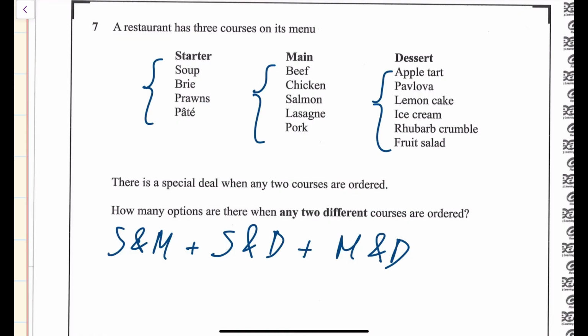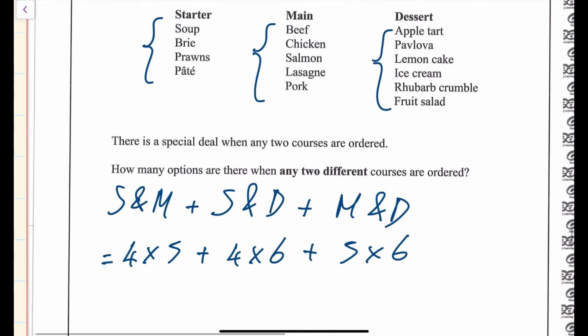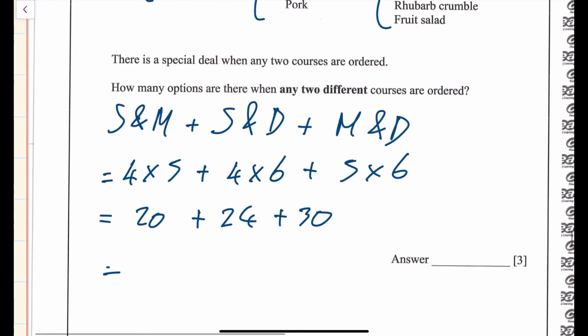So for starter and main, that is 4 starters and 5 mains. For starter and dessert, that's 4 and 6. For main and dessert, that's 5 and 6. So if we just work that out, that's going to be 20 plus 24 plus 30. 20 plus 30 is 50, plus another 24 is going to be 74. Nice question.